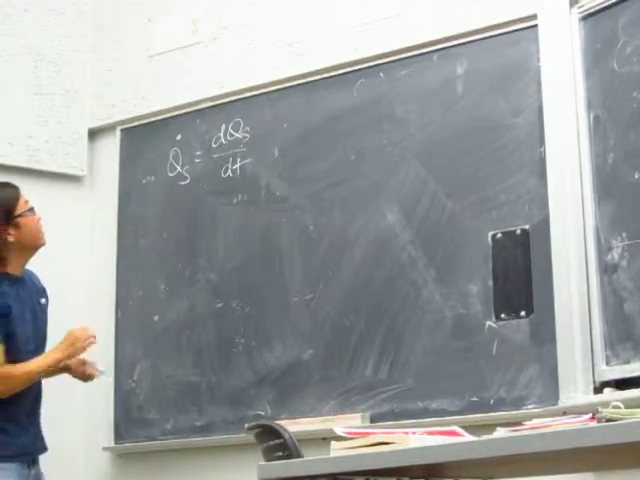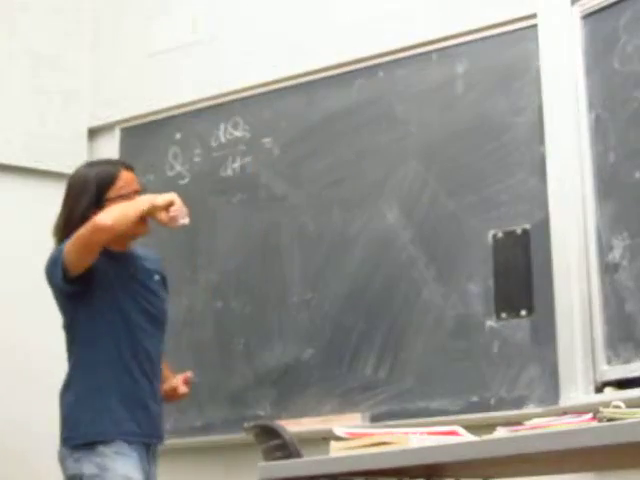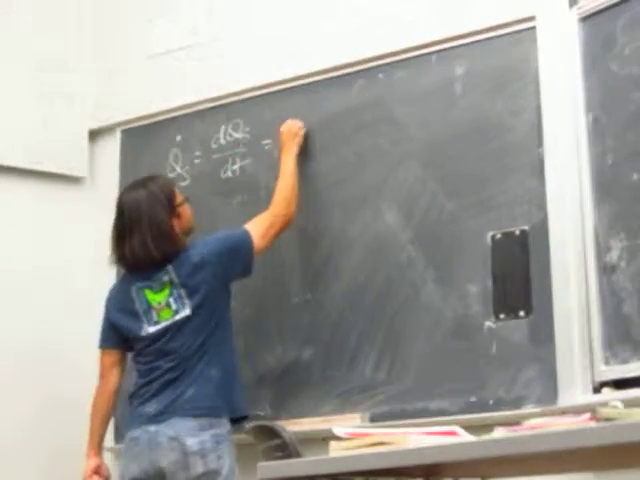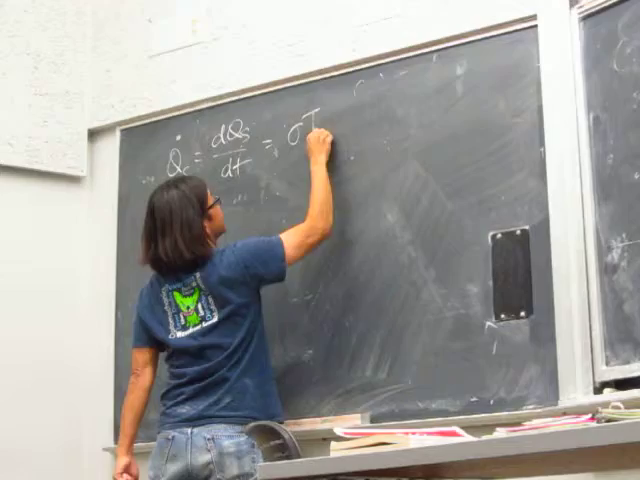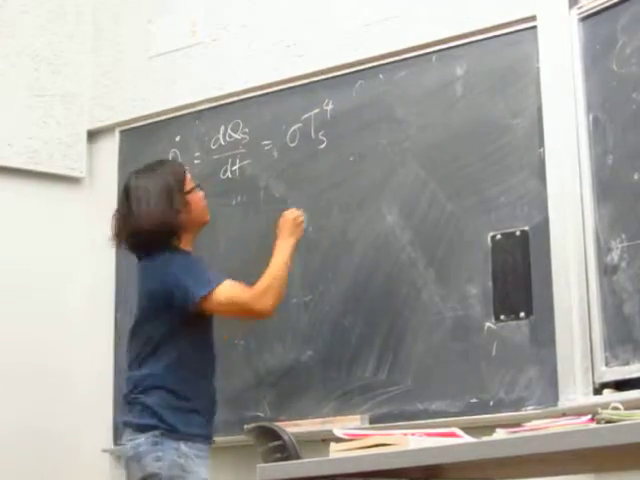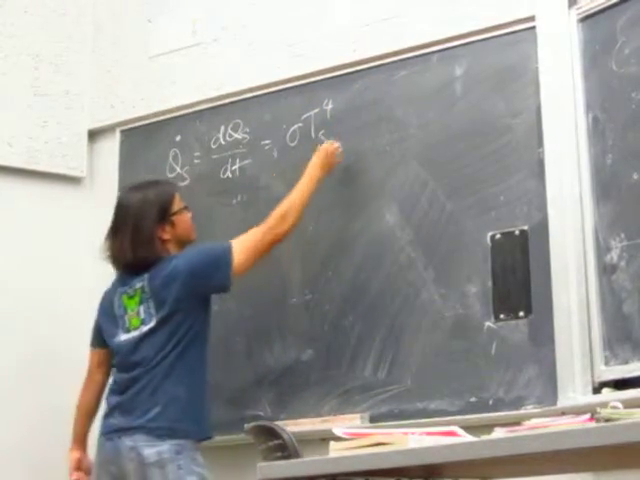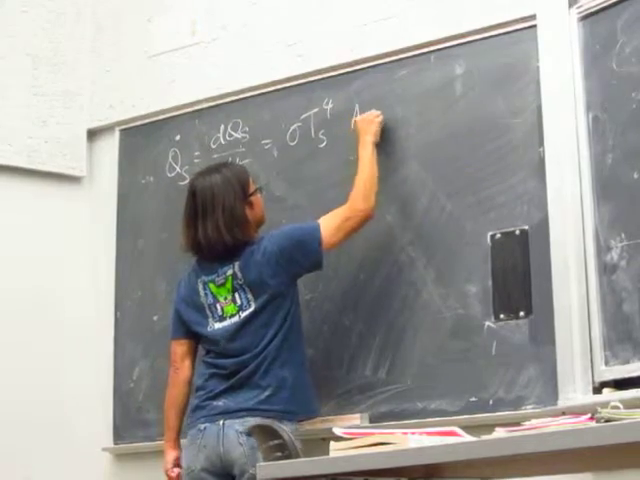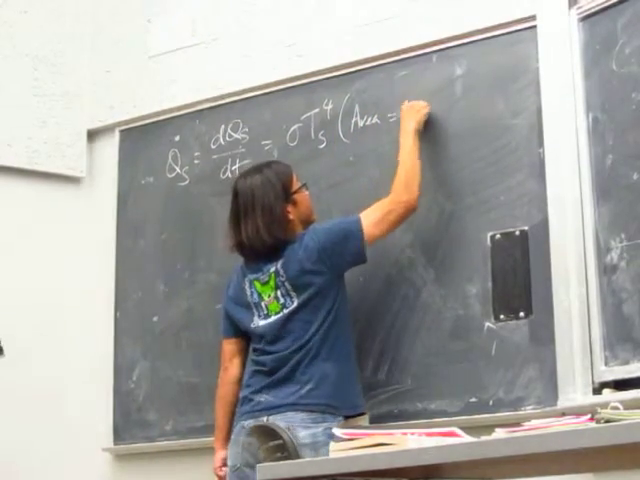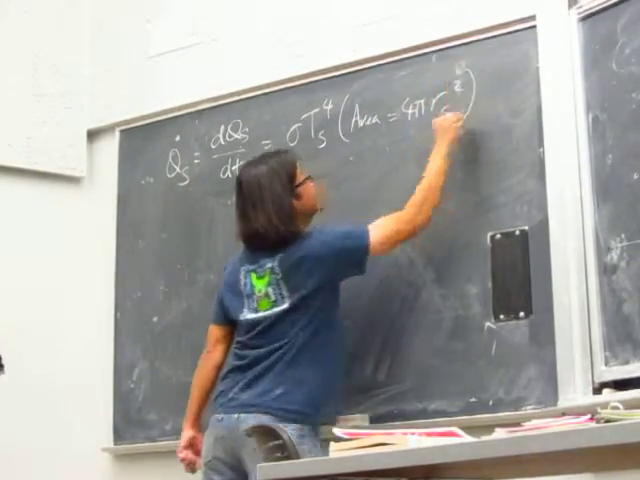Okay. Then Q sun dt is equal to that, right? Sigma T sun to the power of 4 times the area of the sun. What is the area of the sun? 4 pi r sun squared, right?